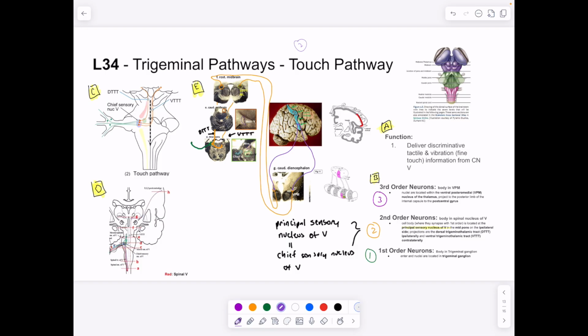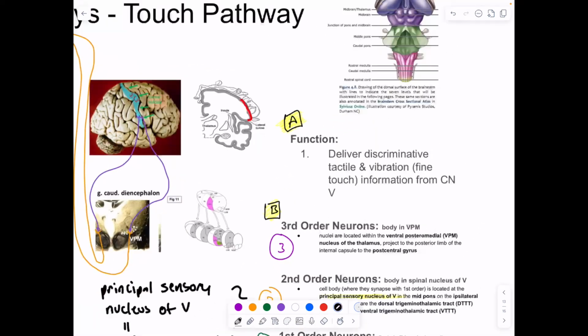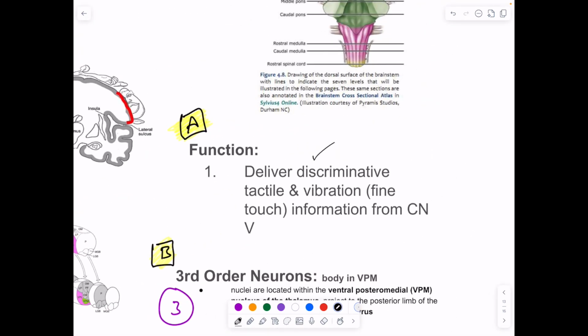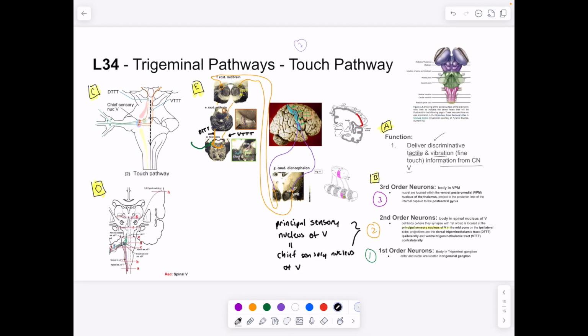And this one is a little bit different. So far we've gone with stuff that was kind of similar to the, this one's similar too. Basically, let's start with the function. So we have deliver discriminative tactile touch, tactile is touch, and vibration, fine touch information on the face from cranial nerve 5. And again, all parts of the face need this. So V1, V2, V3, all given input. The first order neurons are located right there.